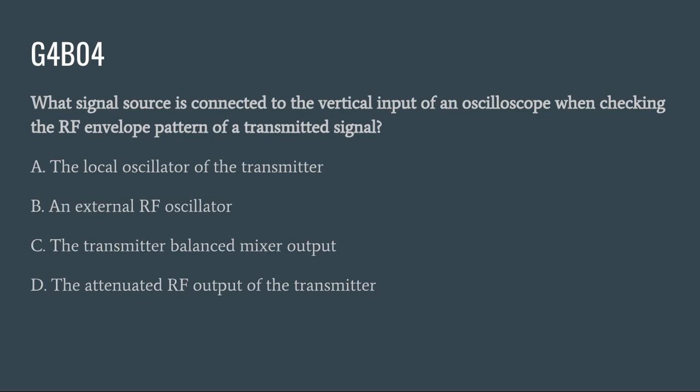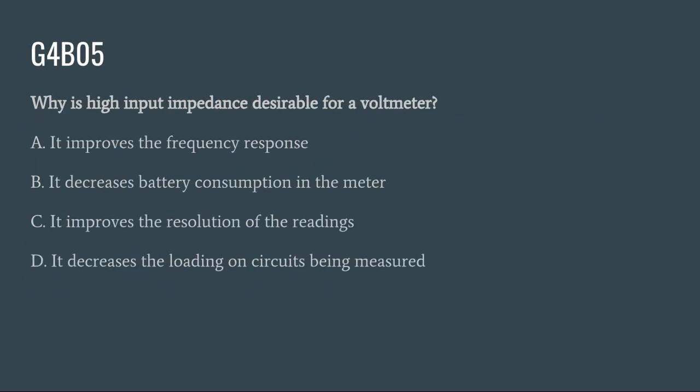G4B04, what signal source is connected to the vertical input of an oscilloscope when checking the RF envelope power of a transmitted signal? A, the local oscillator of the transmitter. B, an external RF oscillator. C, the transmitter balanced mixer output. Or D, the attenuated RF output of the transmitter. Correct answer is D, the attenuated RF output of the transmitter.